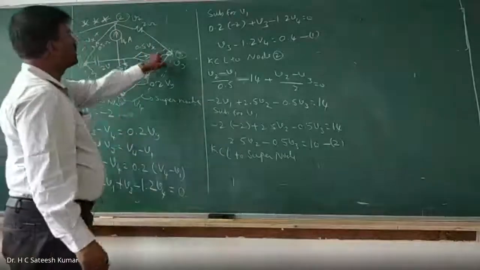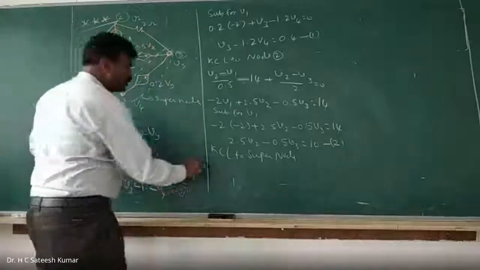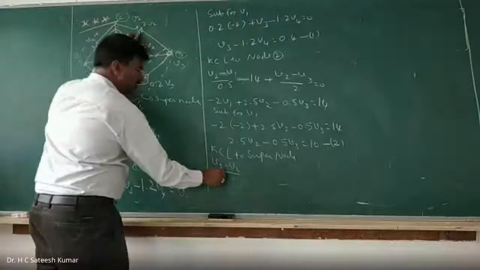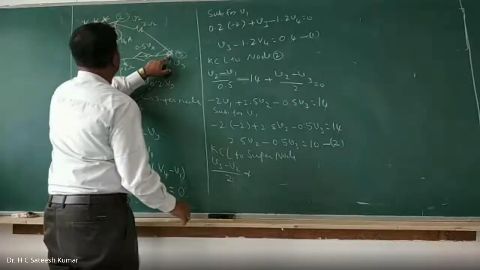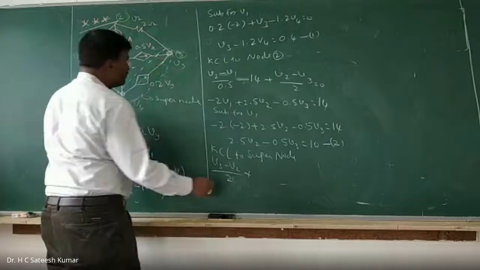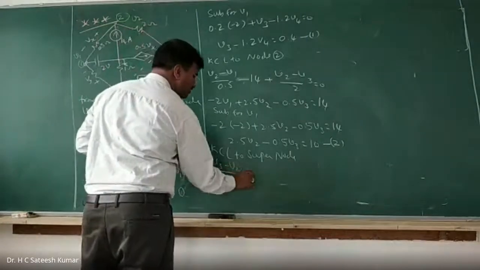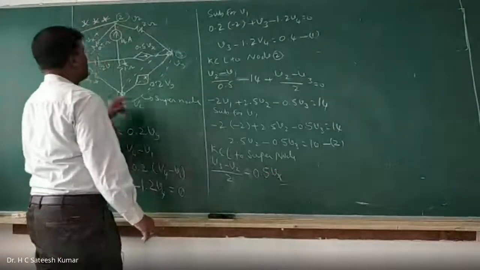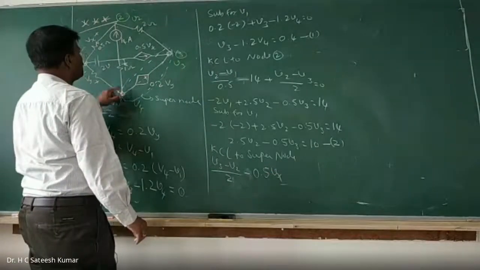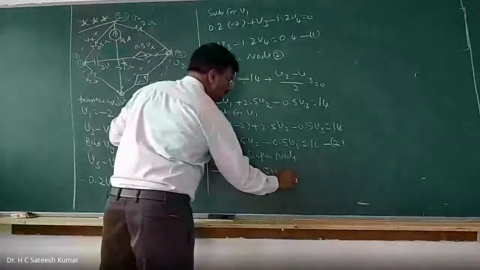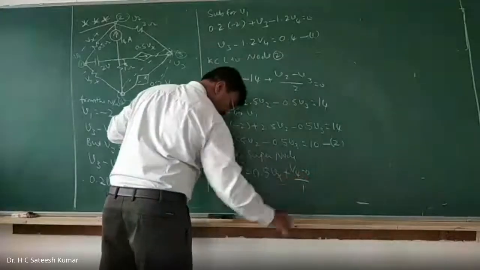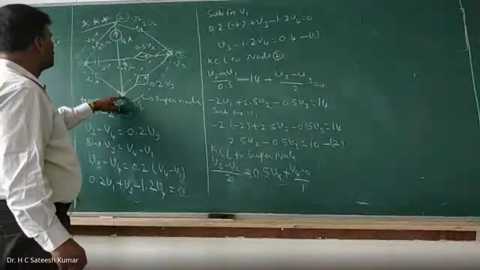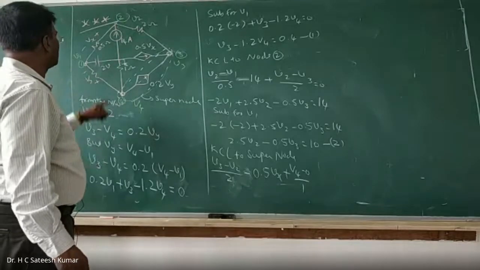So now start from this one. V3 minus V2 divided by 2 plus V3. Current is entering, what is that? Minus 0.5 Vx. Next, go to this node. What do we have? V4 minus 0 divided by 1 plus V4 minus V1 divided by the resistance value.